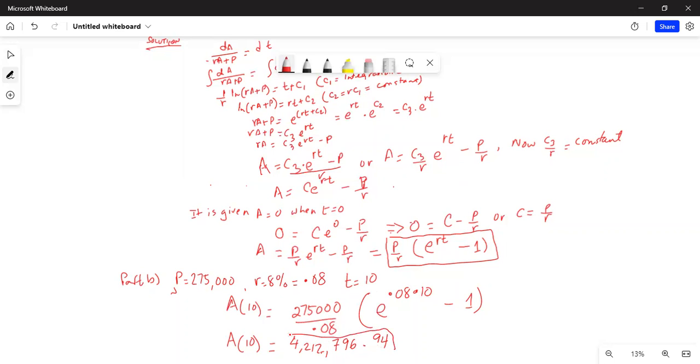That is what you get when you invest 275,000 per year compounded at the rate of 8% for 10 years.